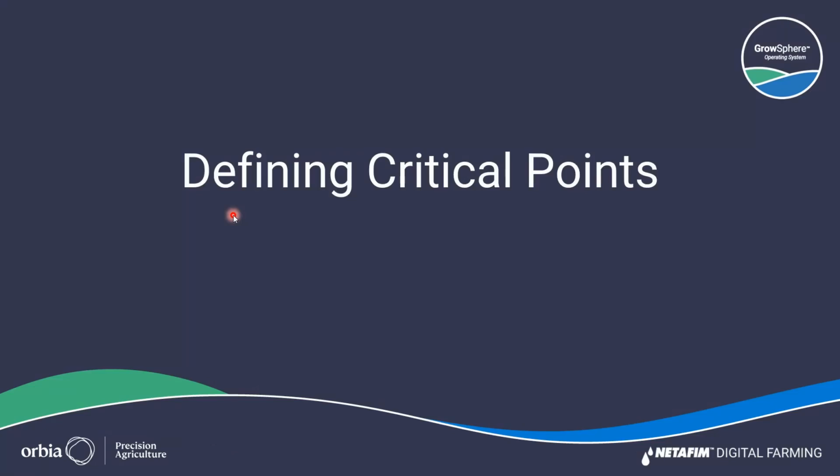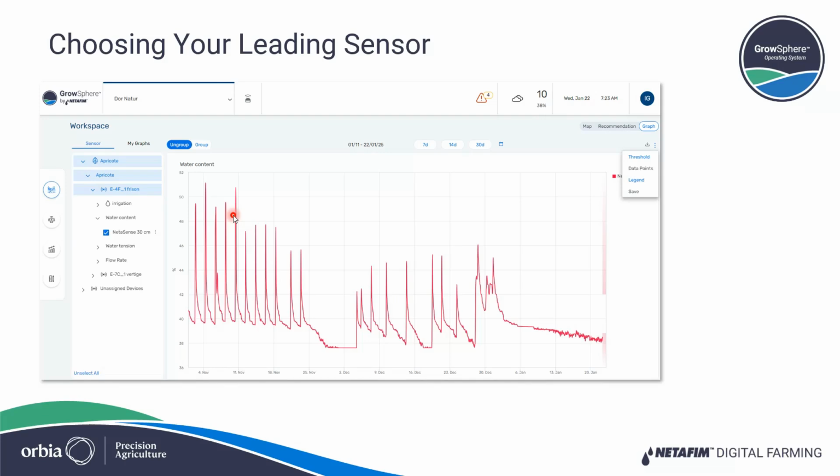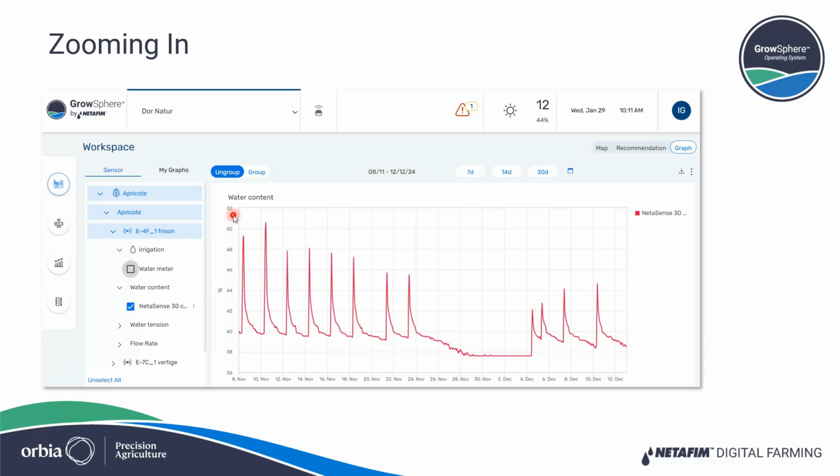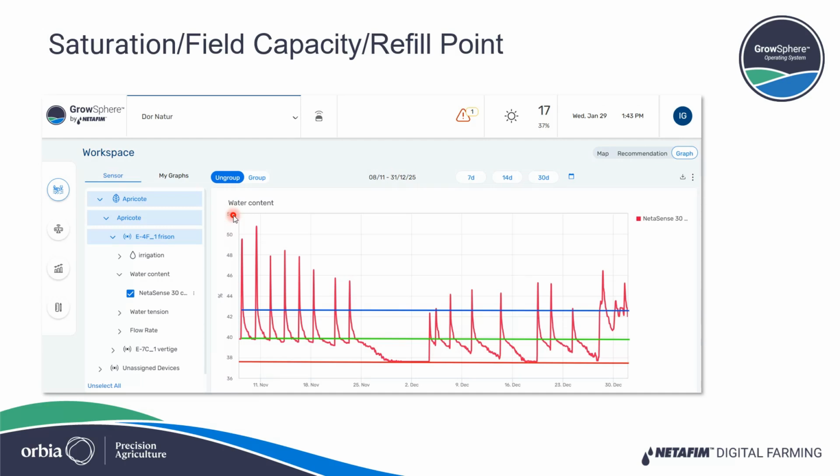Now, how we define the critical points. First, you choose the graph that you wish to work on, okay? This is maybe the leading sensor graph, something you would like to irrigate. That's the one that you feel is the most representative. So you choose the graph, you present it, and then you zoom in a bit. It will ease the interpretation. And look now at the graph.